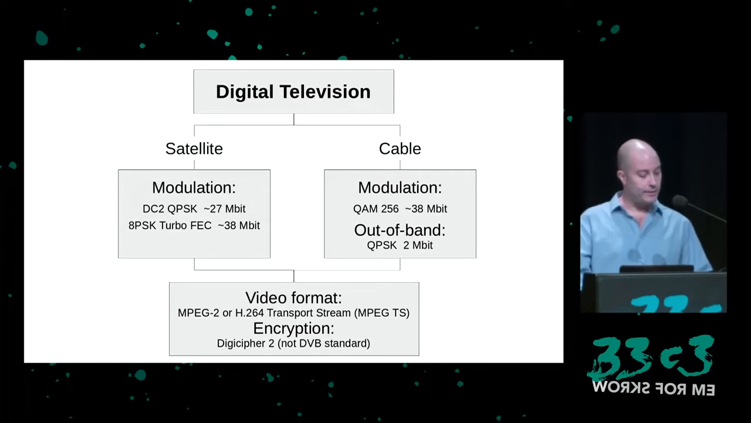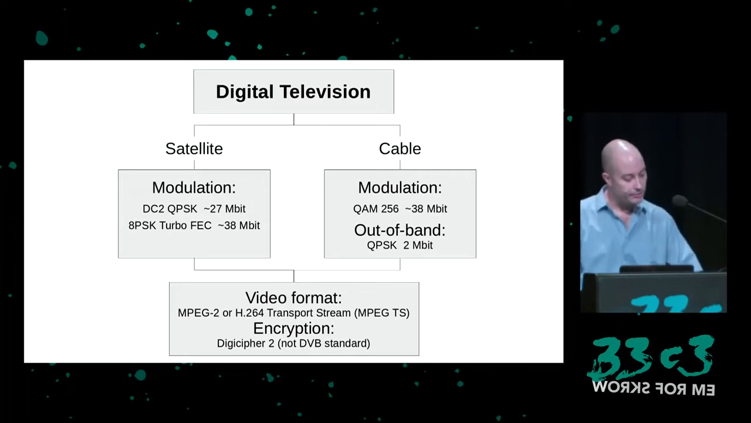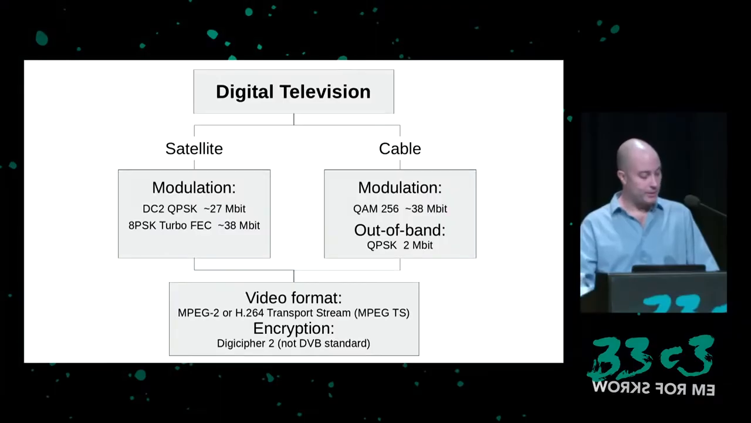In satellite TV, this type of data is included within the main transport stream instead of in a secondary out-of-band transport stream. The video is sent as an MPEG-2 or H.264 transport stream. This is a standard format for carrying video streams, so it can be played by any hardware video decoder or a software decoder, for example, VLC. And the encryption system used here is called DigiCipher 2, which does not follow the DVB standards that are used in the rest of the world.